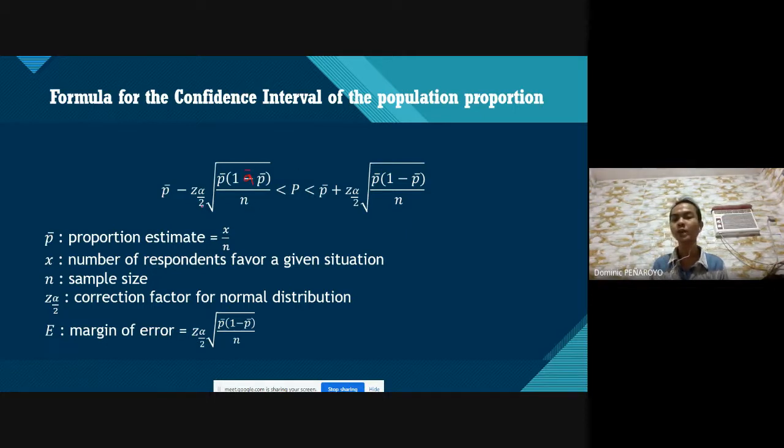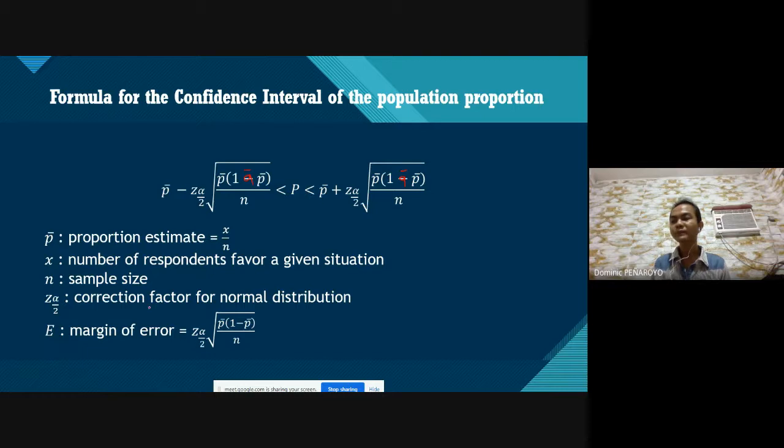This is for the lower limit. And for the upper limit, we have P bar plus Z alpha over 2 times square root of P bar times Q bar over N. Again, the formula we have for the proportion estimate is X all over N. X is the number of respondents who favor a given situation, and our sample size is N. The Z alpha over 2 is the correction factor for the normal distribution.